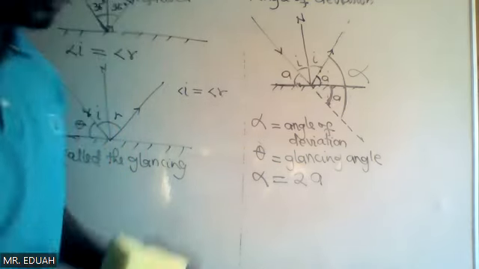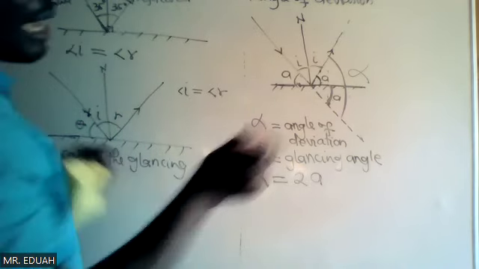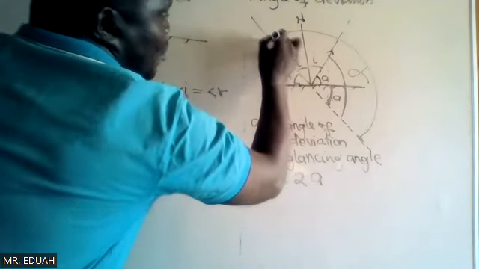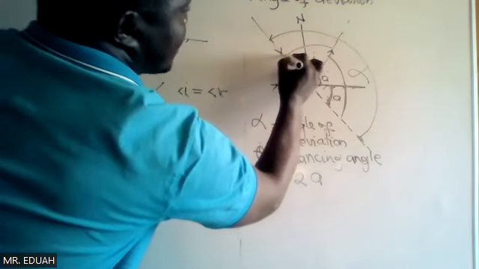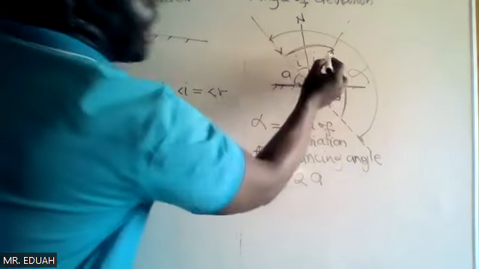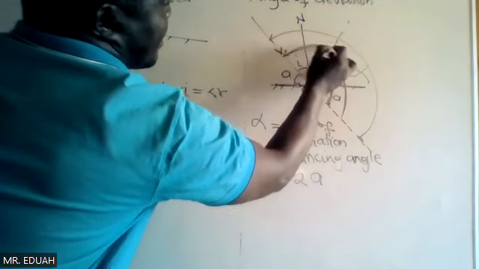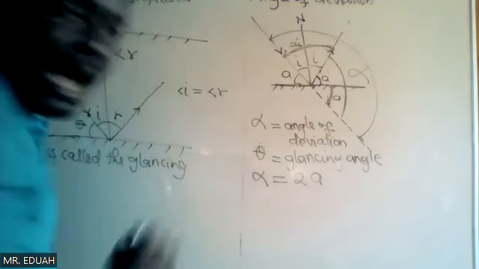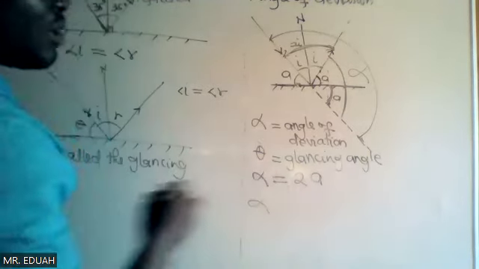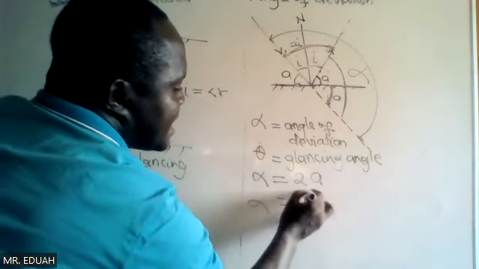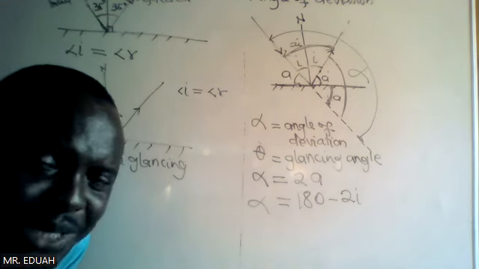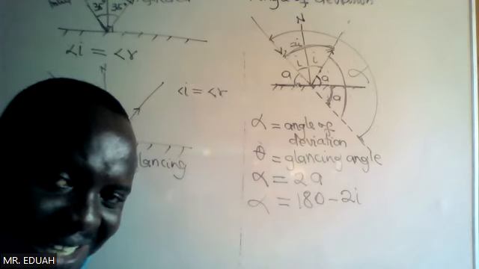Agreed? Yes. Good. Now, Ekuya, you were talking about the angle on a straight line. Yes, this whole angle is 180. So if I have this to be equal to 2i, when I subtract 2i from 180, I can get the other remaining angle. So I can also say that the glancing angle is equal to 180 minus 2 times I. Sorry, the angle of deviation is equal to 180 minus 2 times I. Do you agree with me?